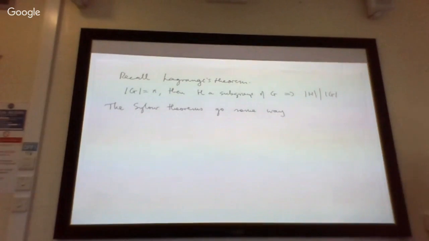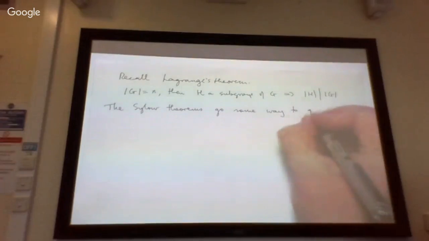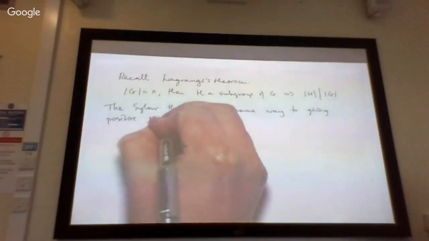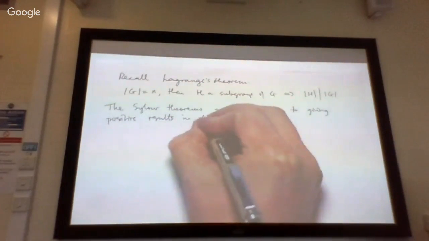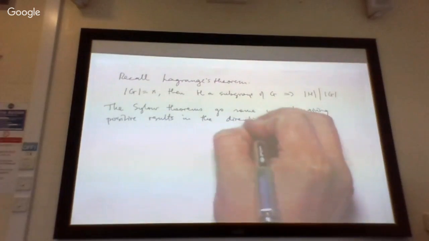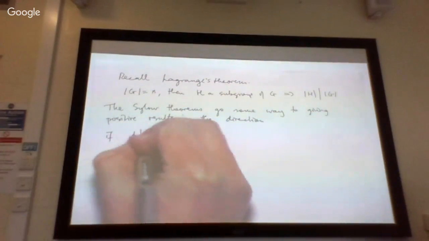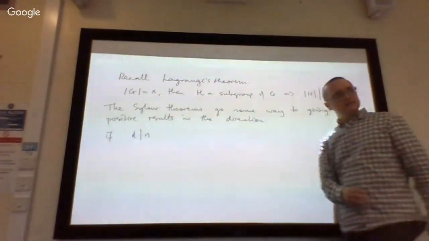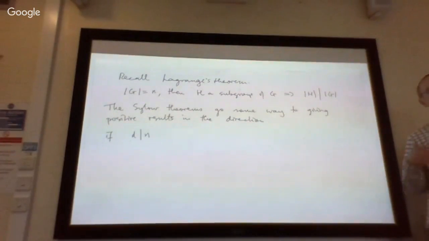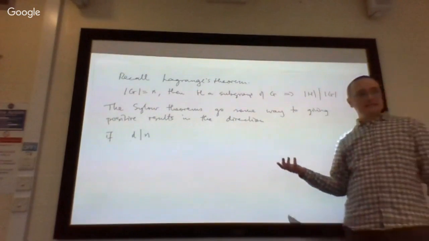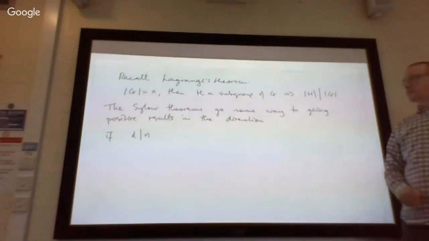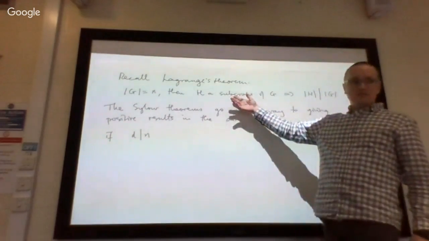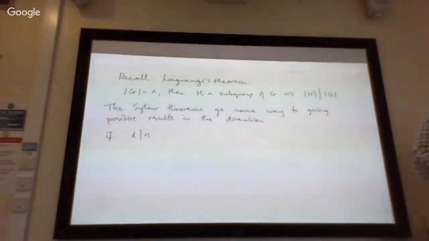But the Sylow theorems go some way to giving positive results in the direction that if D does divide n, so if you have a divisor of the size of the group, then it's certainly not going to violate Lagrange's theorem if the group has a subgroup of size D. That's allowable by Lagrange's theorem. But Lagrange's theorem doesn't guarantee the existence of such a subgroup. That's important to see. The Sylow theorems will, in certain circumstances.